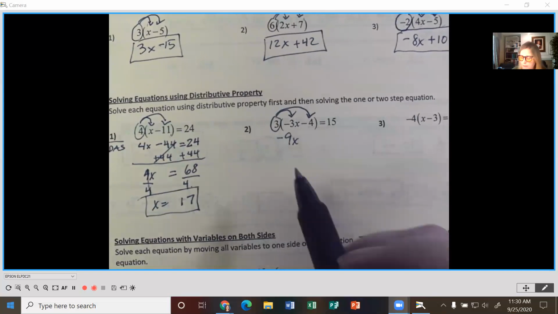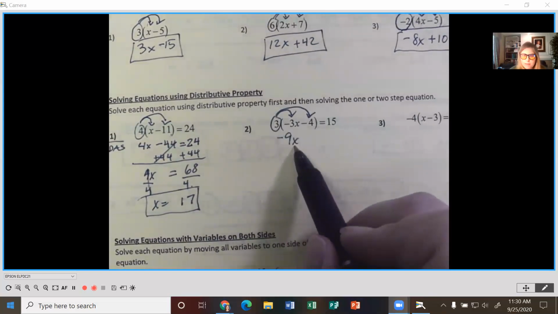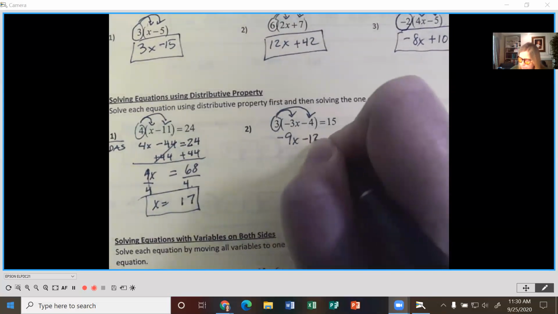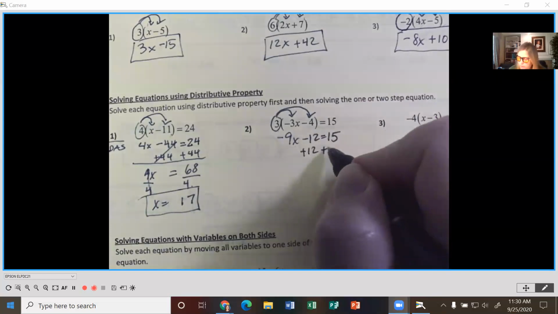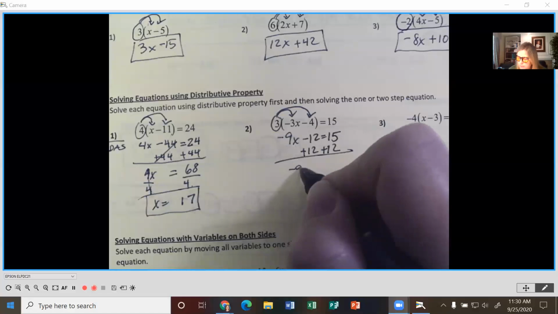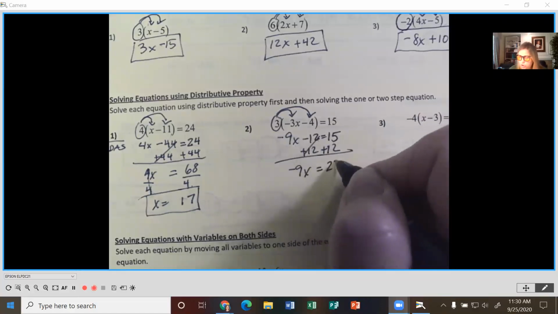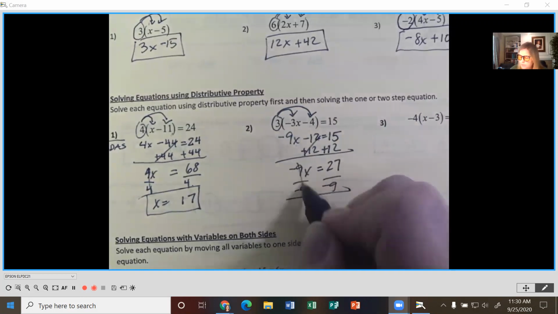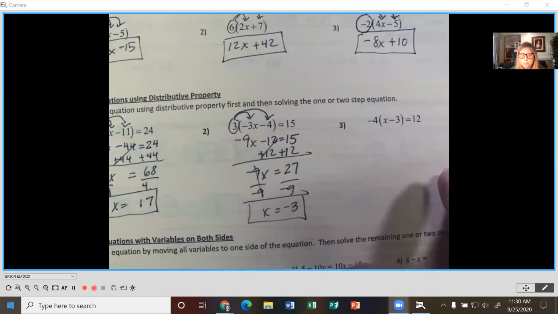Okay, all right, so then we were distributing this 3 here. So 3 times negative 3x is negative 9x. 3 times negative 4 is minus 12, and then equals 15. Then we're going to add 12 to each side. This gives us negative 9x. Negative 12 plus 12 is 0. Bring down the equals, 27. Then we divide each side by negative 9. This gives us x equals negative 3.